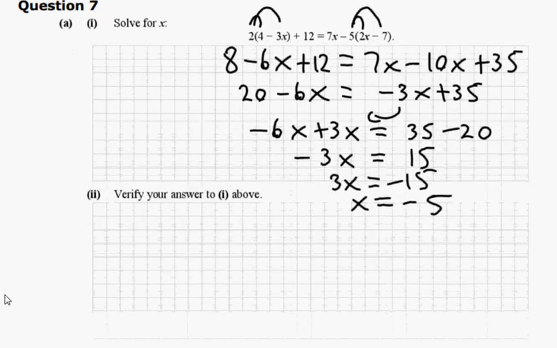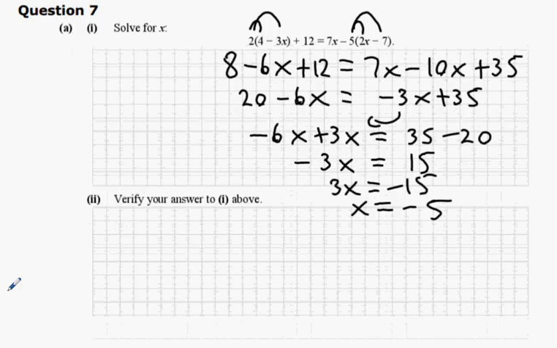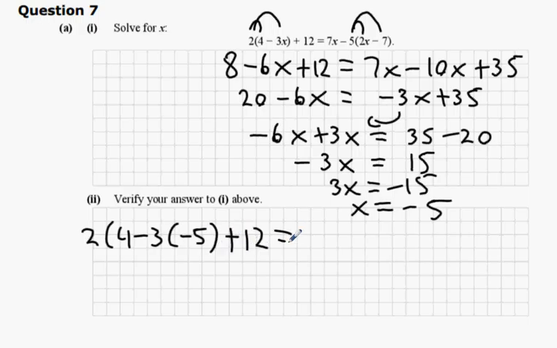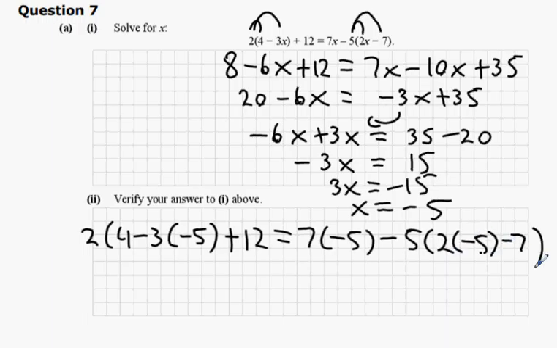Now, what does verify an answer mean? Make sure it's right. And what proves it's right? If you replace x with your answer, they should equal each other. So technically speaking, I'm going to do 2 bracket 4 minus 3 times minus 5 plus 12 equals 7 times minus 5 minus 5 bracket 2 bracket minus 5 minus 7.